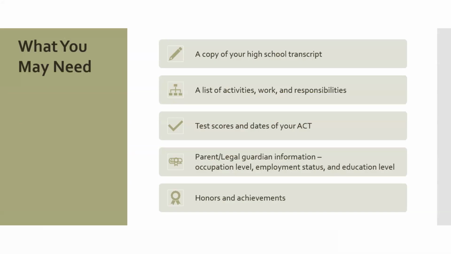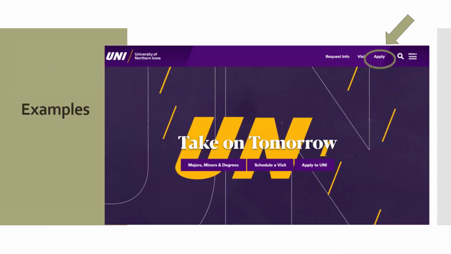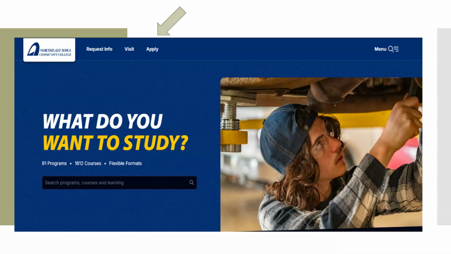To help you prepare for applying, you'll need a copy of your transcript, a list of activities you're involved with and your achievements, your ACT test score if the college requires it, and your parent guardian information. Now I'm going to show you a few websites on where to find the apply button when you're ready to apply. As you can see, it's typically in the banner on the college's website.